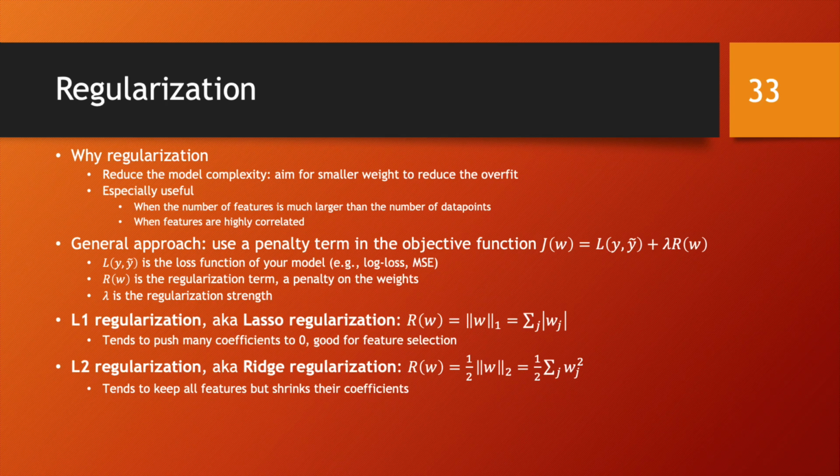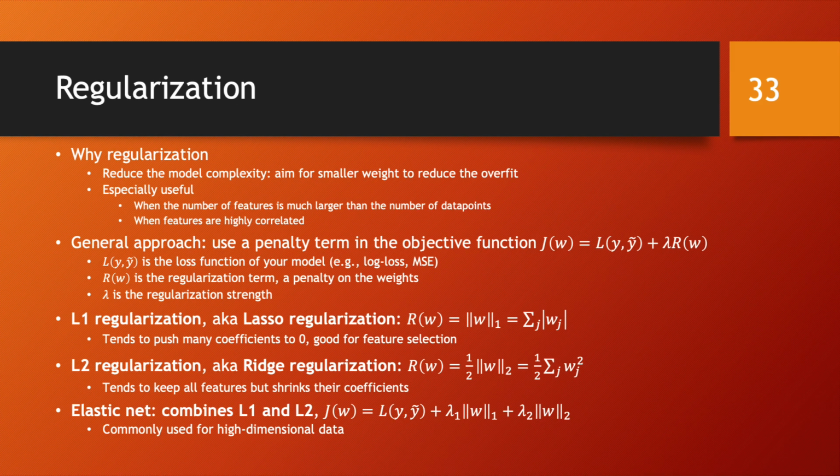Here is a second option, that's an L2 regularization. This is also known as ridge regularization, and in this case the regularization term is simply the 2-norm of W squared divided by 2, for reasons that have to do with partial derivatives. So in other words, this is just 1/2 times the sum of the squares of all the entries in the weight vector. This sort of regularization, in contrast to lasso regularization, tends to keep all features, but is going to shrink their coefficients.